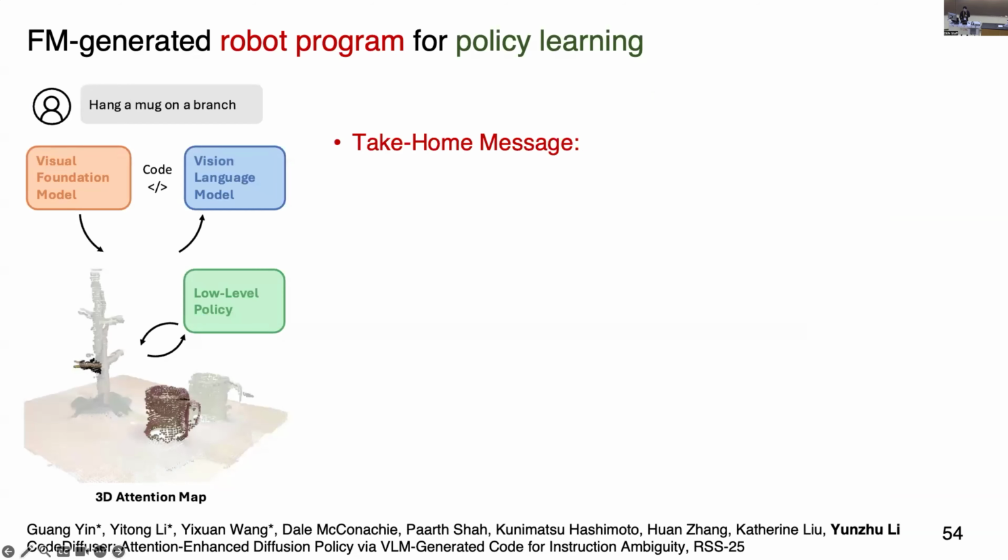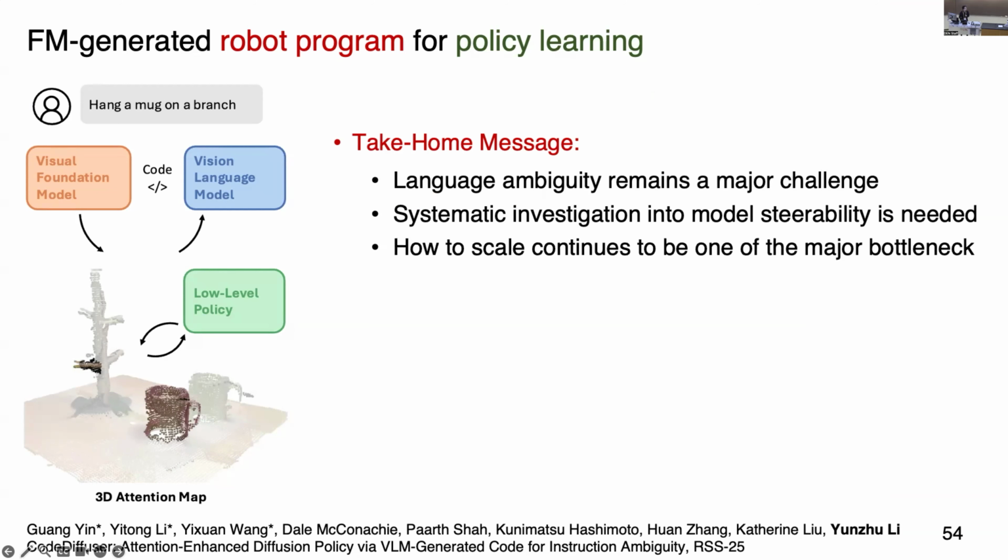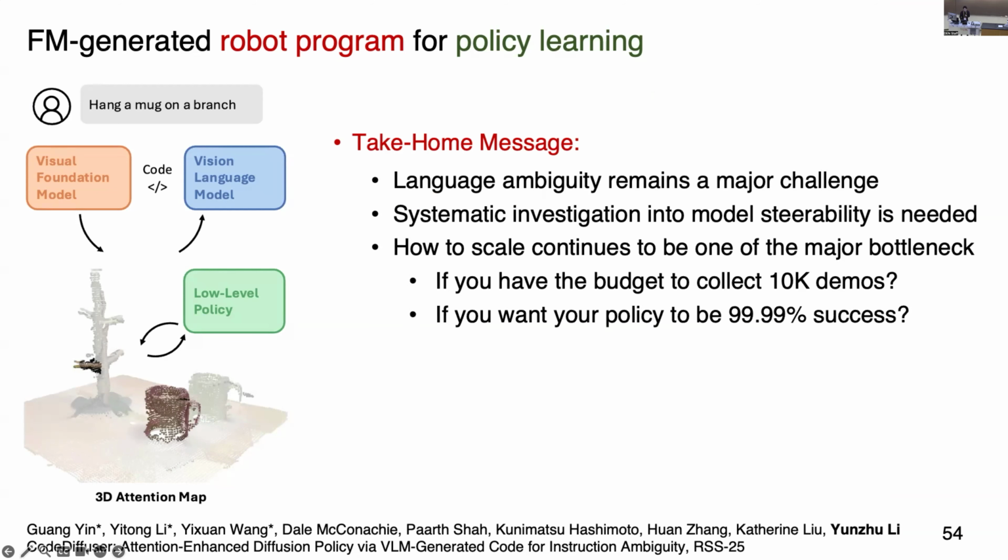So to summarize a little bit, the take-home message is that language ambiguity remains a major challenge for vision language action models to actually be used in our unstructured and complicated environments. And we actually require systematic investigation into model steerability. I don't think there are really systematic and comprehensive studies that make it easier for us to understand how steerable these models are. And how to scale continues to be one of the major bottlenecks, like I mentioned. If you are budgeted, if you want to achieve specific success rates, those are the issues we have to tackle. And we have to be more clever and smart in how we are scaling up.